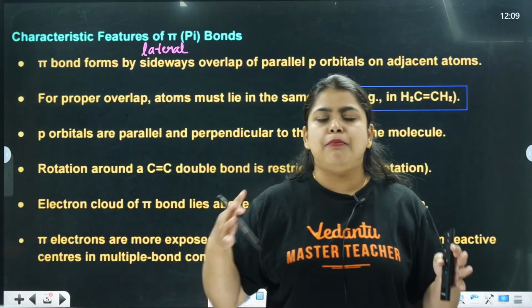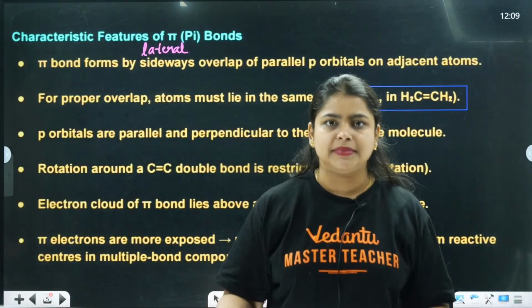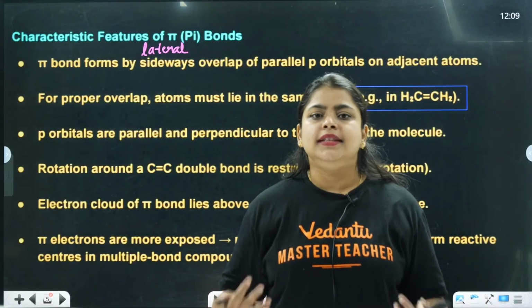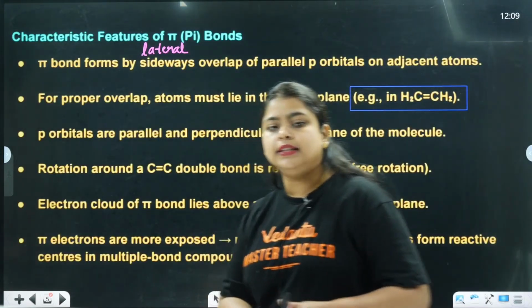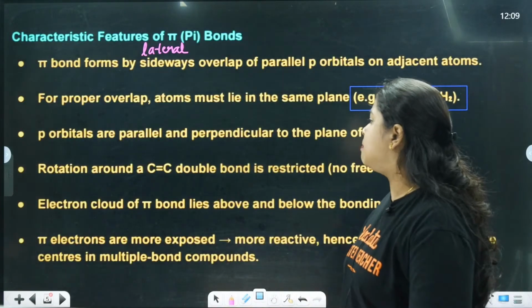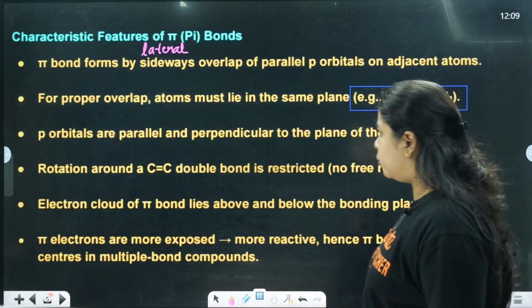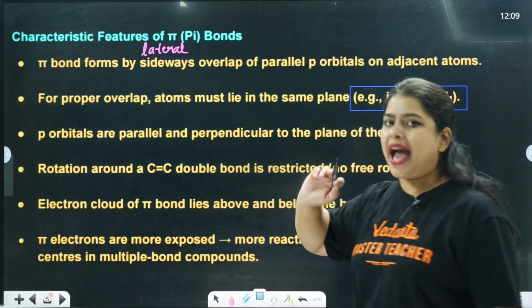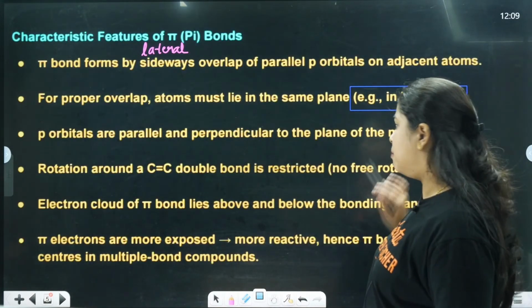We have positions to align also, right? If you are hugging, we need a straight hug. In this way we need to understand the concept properly. Clear? Next comes what? The p orbitals are parallel and perpendicular to the plane of the molecule.